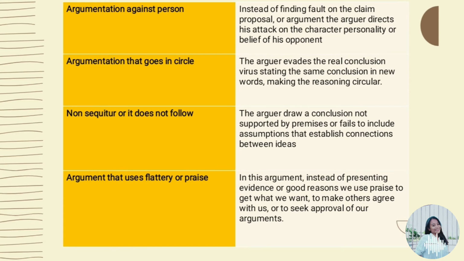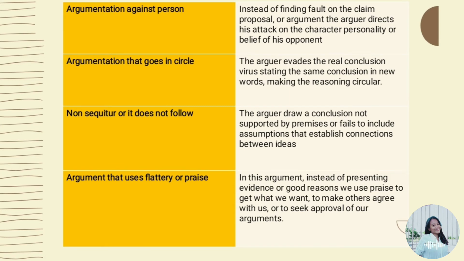The next one is the non sequitur, or it does not follow. There is no connection in the claims, or it does not follow what is being discussed. It is often found in everyday conversation, where the arguer draws a conclusion not supported by premises or fails to include assumptions that establish connections between ideas. For example, when someone asks, "What is the title of the movie?" and you reply, "There is no English subtitle." So there is no connection between what is being asked and your reply to the question.